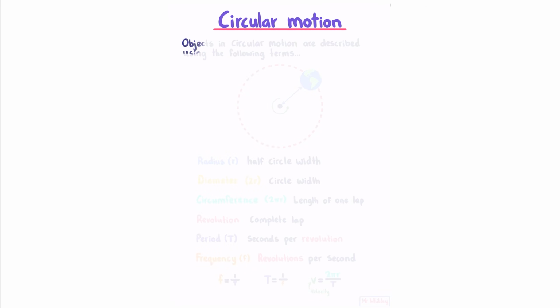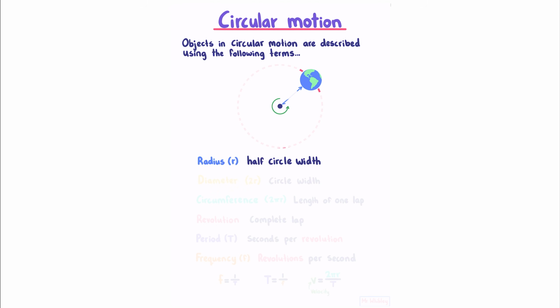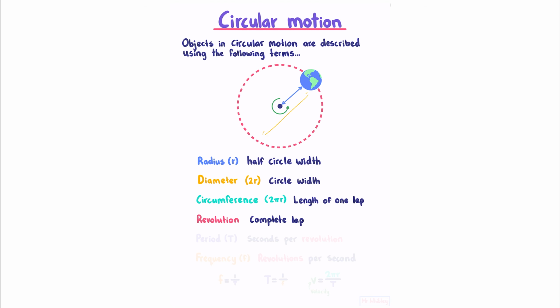Circular motion. Objects in circular motion are described using the following terms. The radius is half the circle width. The diameter is the circle width, which is twice the radius. The circumference is the length of one lap, where a revolution is a complete lap. The term period, symbolized by capital T, is the amount of seconds per revolution, so the amount of seconds for our object to go around once. On the other hand, our frequency is the revolutions per second.